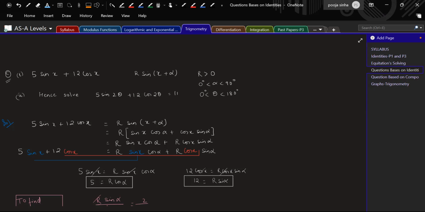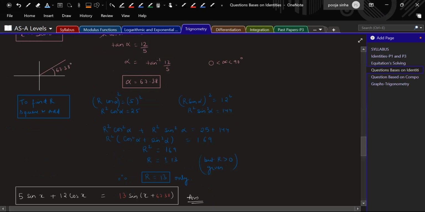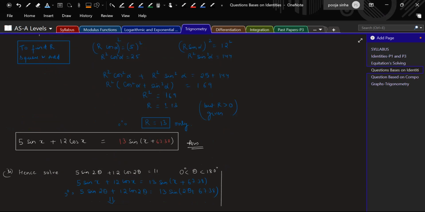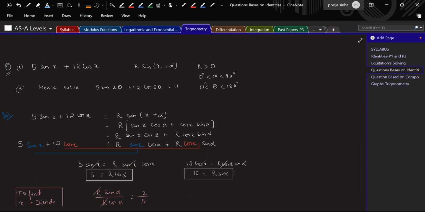R is 13. Very good. Very good. ठीक है, अब आगे का part. Now you have to solve this: 5 sin 2 theta plus 12 cos 2 theta is equal to 11.